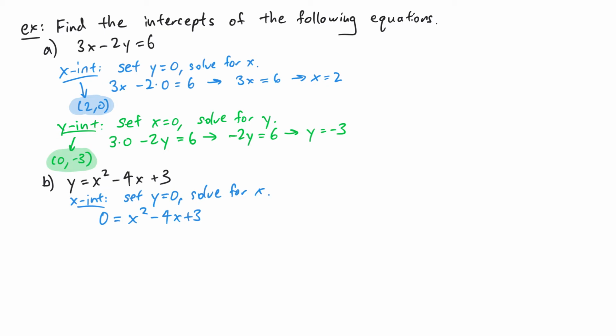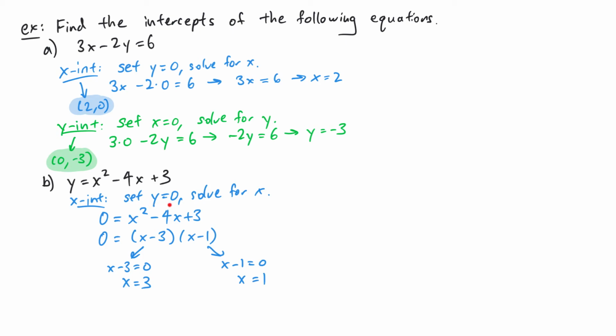If we want to factor x squared minus 4x plus 3, we need to think of two numbers that multiply to positive 3 and add up to negative 4. Those two numbers are negative 3 and negative 1. So our quadratic there factors as x minus 3 times x minus 1. This allows us to split our equation into two parts. First, we have x minus 3 equal to 0, and we also have x minus 1 equal to 0. Solving each portion, we have x equals positive 3 and x equals positive 1.